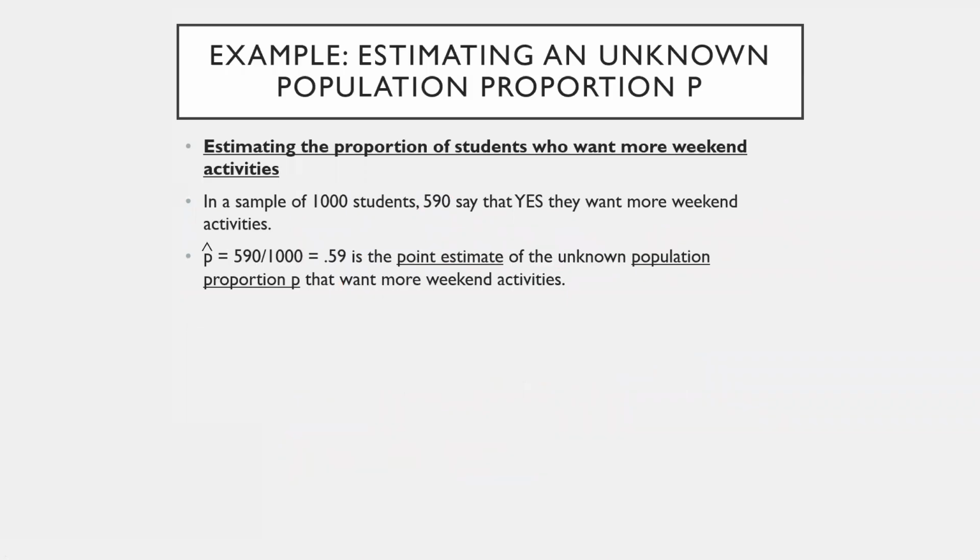So let's work through this example. We want to estimate the proportion of students who want more weekend activities at WCC. So I sample 1,000 students. So that's my N. And of that, 590 say, yes, absolutely, I want more weekend activities. I'm sick of being locked up in my house.